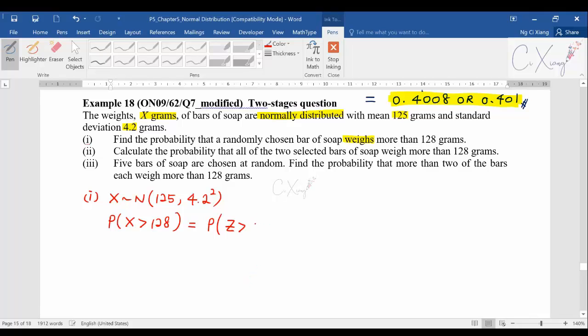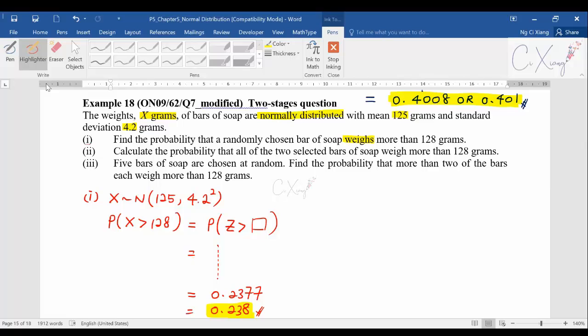So you write out the standardized formula and the steps here, and you should be able to get 0.2377. And if you want, you can change it to 0.238. Alright, so complete this part first before you continue. This question, part number 1, is fully about normal distribution.